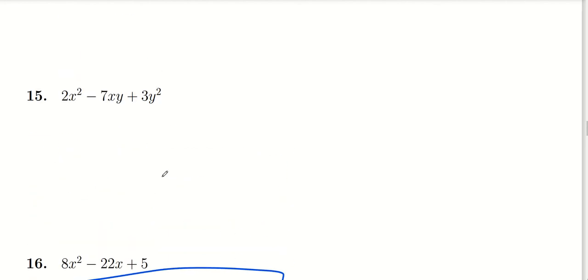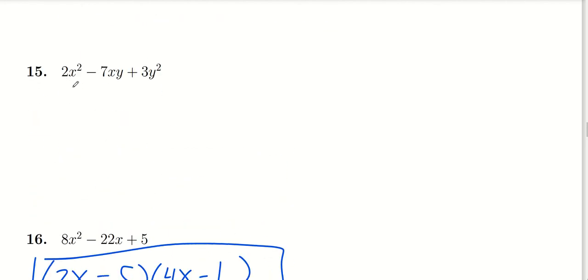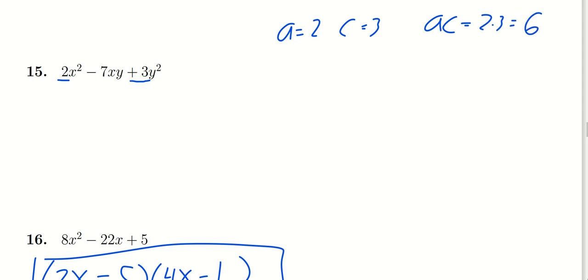Let me go ahead and do 15 using the AC method, because here we actually have multiple variable terms. Again, why would you want to use the AC method? Well, it's whenever you have a trinomial whose leading coefficient is different from 1. So we have a 2 and a 3. So we do A times C. 2 times 3 gives us 6.